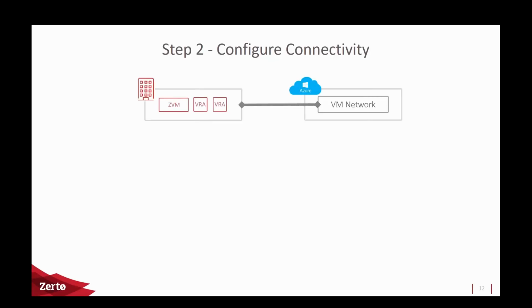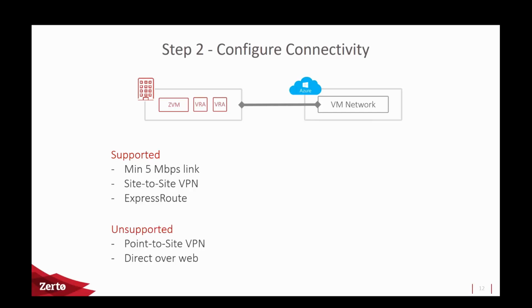The next step that you're going to need is to configure some connectivity. How do you connect your on-premise data center into the cloud? And for this replication that I'm going to show you, what is supported is a minimum 5 meg link over a site-to-site VPN or ExpressRoute. What isn't supported is a point-to-site VPN or direct over the web.